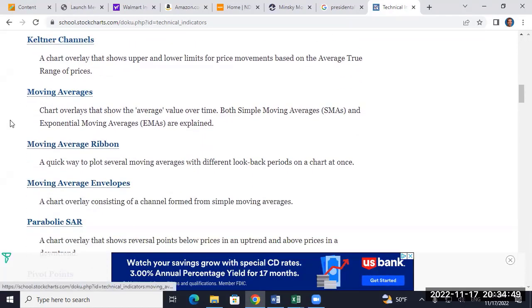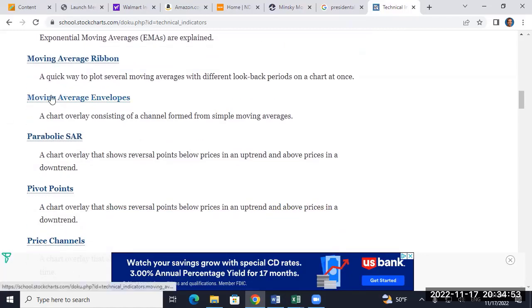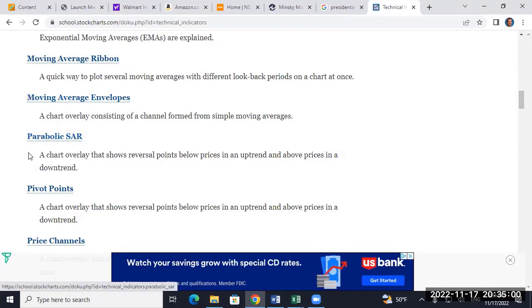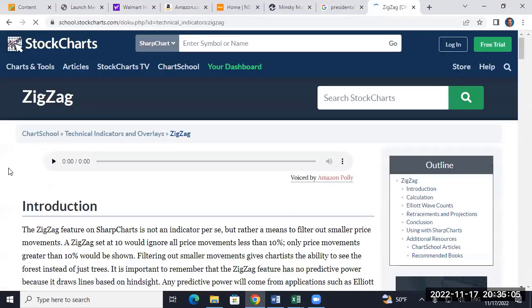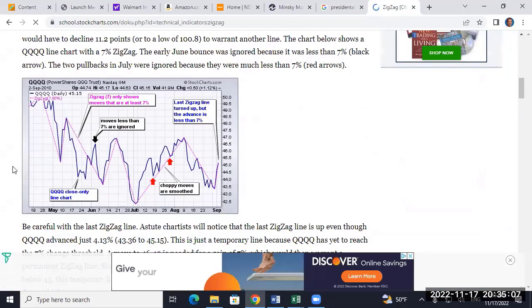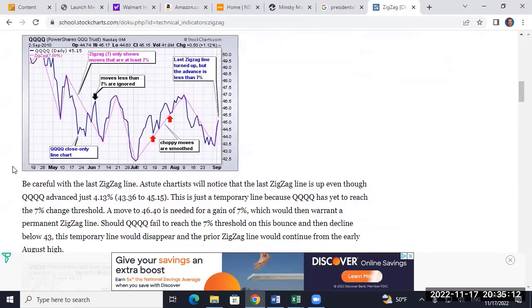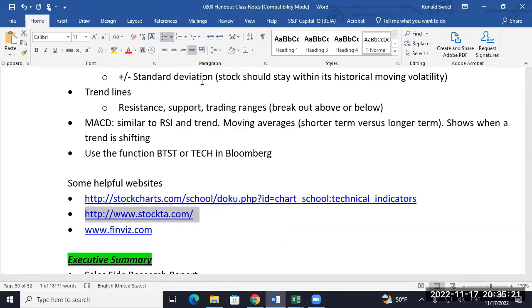Keltner channels, moving average ribbon, moving average envelopes. I don't know the difference between ribbon and envelope, but probably something there. Yeah, they have quite a few there. Zigzag, that just sounds like someone just making stuff up. That looks like kind of support, resistance, trend and channels and all that kind of stuff. Stock TA, I forget who gave me this one. It has some good stuff in it.